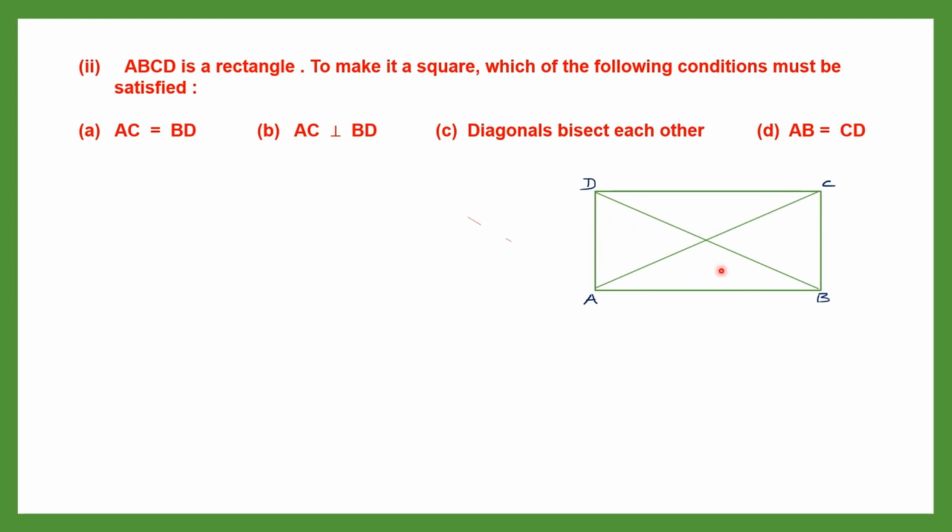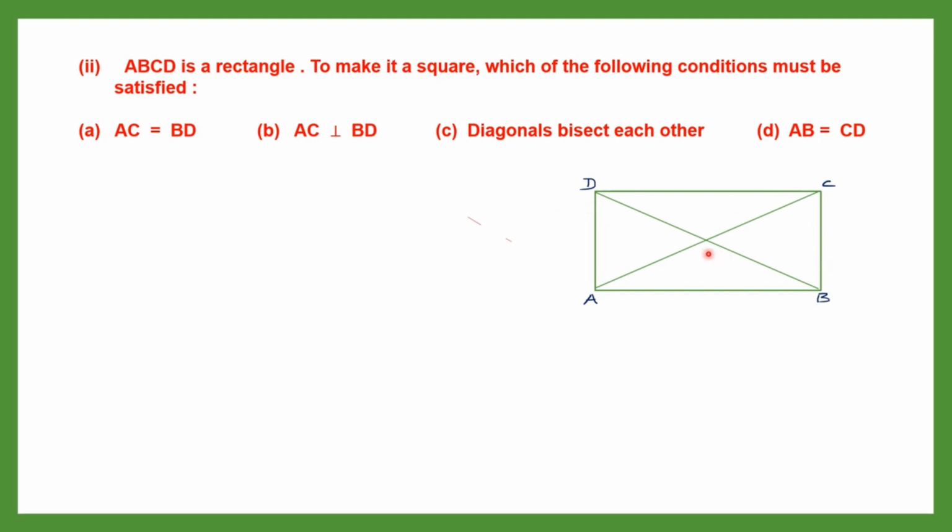Should the diagonals be equal to each other? Or AC and BD, should AC and BD be perpendicular to each other? Perpendicular lines are lines that touch another line at right angles. Or should the diagonals bisect each other? Or should AB be equal to CD?